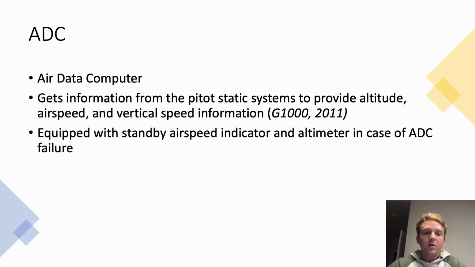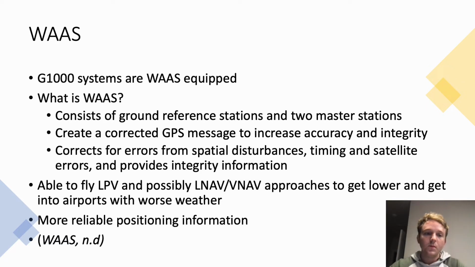The ADC is the air data computer. It takes the pitot-static system and provides you with the altitude, airspeed, and vertical speed information in that electronic tape-looking thing on the PFD. It's also equipped with a standby airspeed indicator and altimeter in case the air data computer does fail in the G1000.